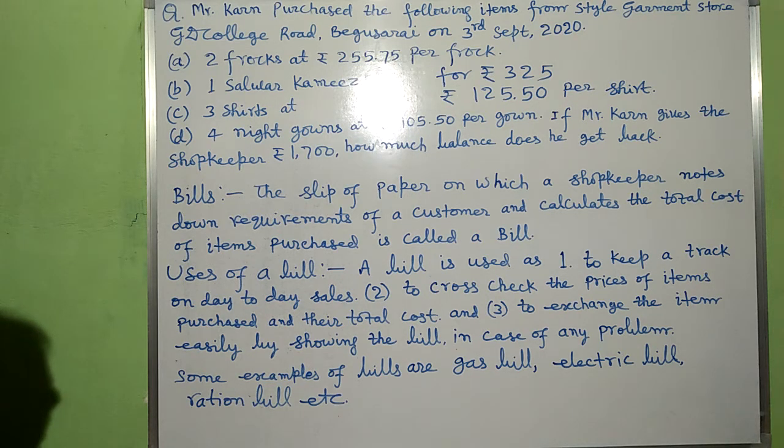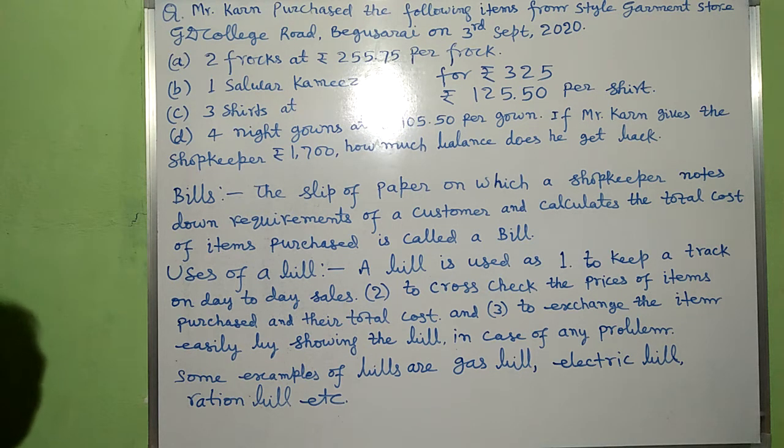A bill is used to keep a track on day-to-day sales, to cross-check the prices of items purchased and their total cost, and to exchange the item easily by showing the bill in case of any problem. Now, some examples of bills are gas bill, electric bill, ration bill, etc.